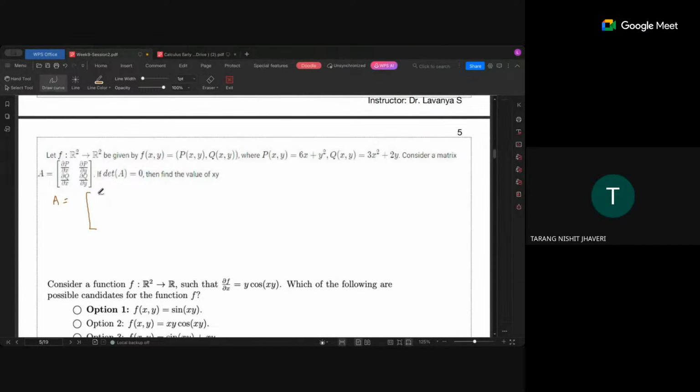6xy. Just 6, right? Yeah, just 6. What is dou p by dou y? 2y. And dou q by dou x? 6x. And dou q by dou y? 2. Yeah. And it is given that determinant of A is 0. What is determinant of A from this? 12 minus 12xy. So what is xy then? 1. Yeah.